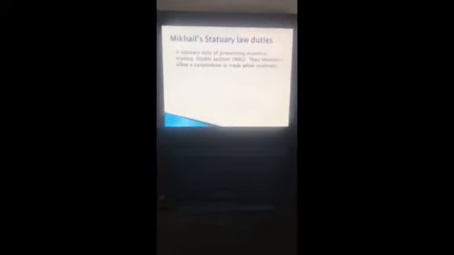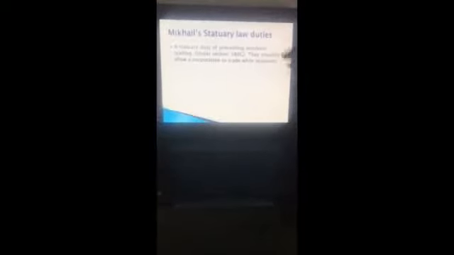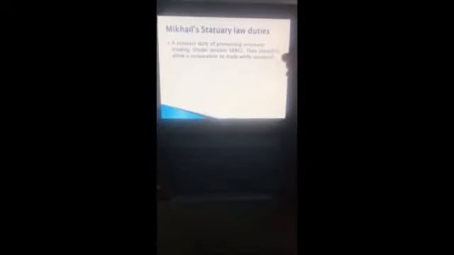Now let's go to Mikhail's common law duties. According to the scenario given in the question, Mikhail's duty includes preventing insolvent trading, that is under section 588G, and he should not allow a corporation to trade while insolvent. So that's Mikhail's duty under common law. Let's go to the statutory law duties of Mikhail. Under this, there is the statutory duty of preventing insolvent trading. As mentioned in the case of other directors, even in this there's a duty of preventing insolvent trading. This means he should not allow a corporation to trade while insolvent.